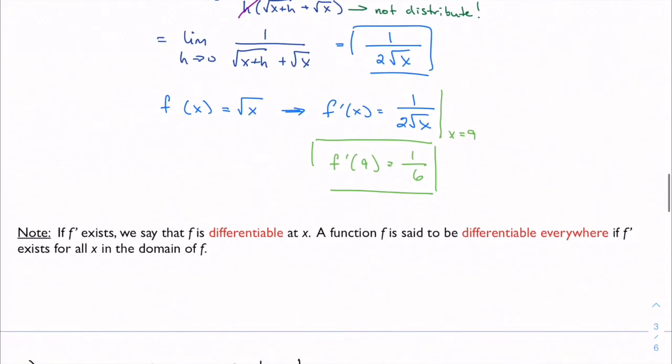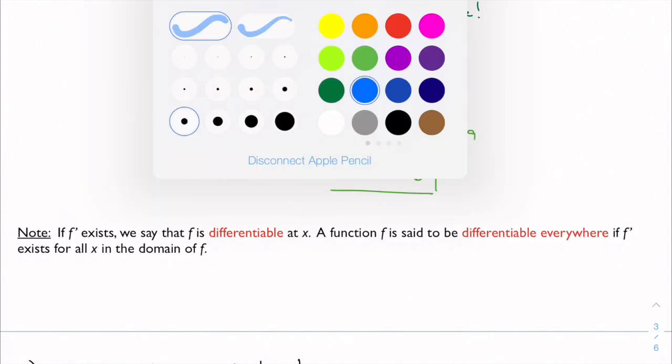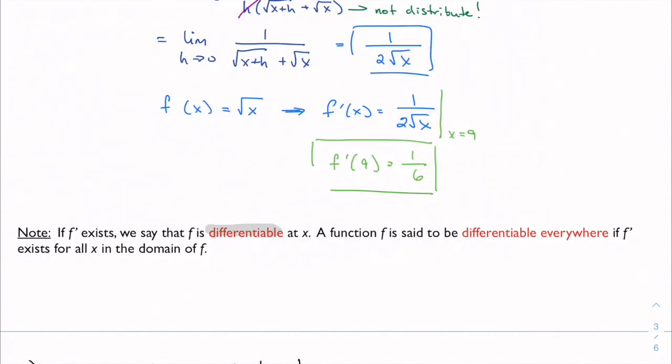So just one last point. If f prime exists, we say that f is differentiable. F is differentiable at x. And a function is said to be differentiable everywhere if f prime exists for all x in the domain of f. Right? So if I can take the derivative of the function and evaluate for any x value I have in my domain, this function is differentiable everywhere.